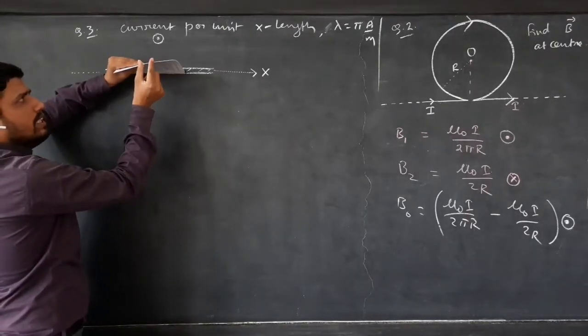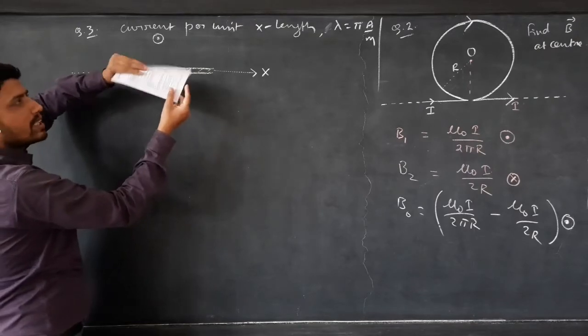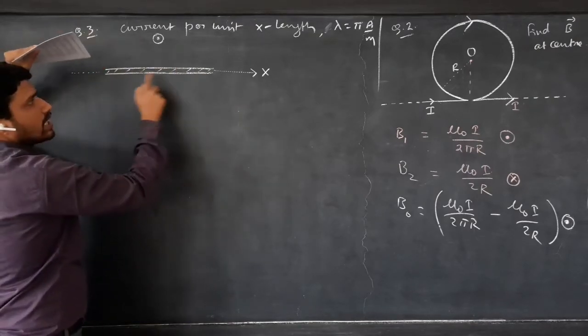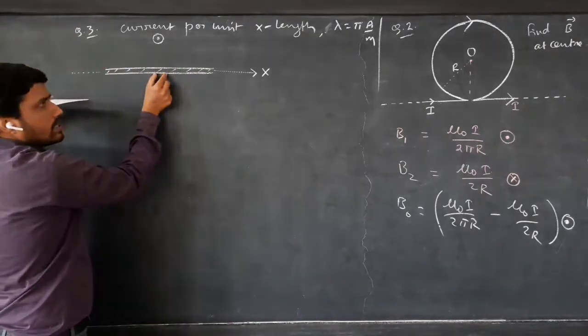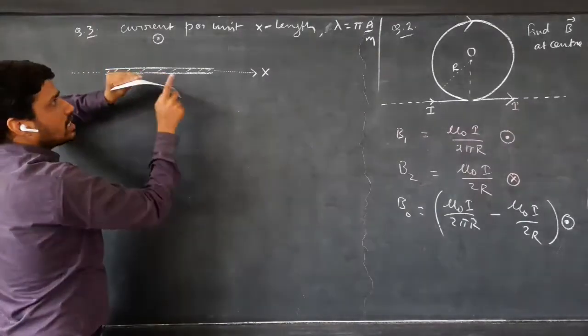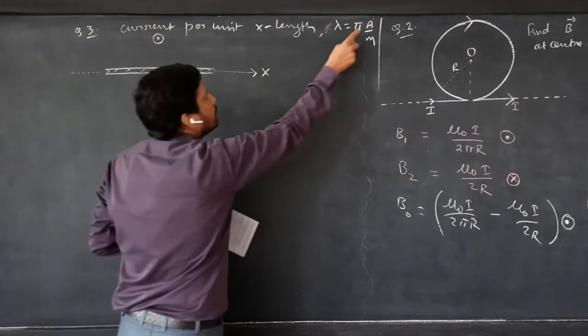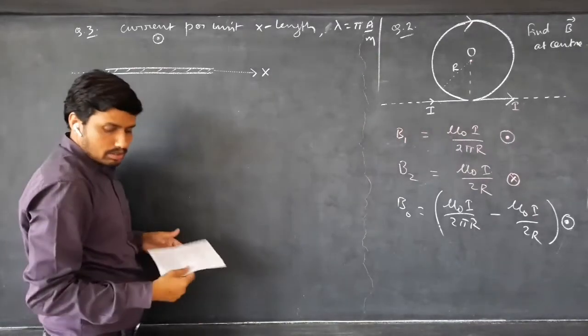When you see from this side, this sheet will not look like a rectangle, it will look like a line. That line I have drawn. On unit length of that line, of that sheet, the current is how much? Pi amperes. Okay.